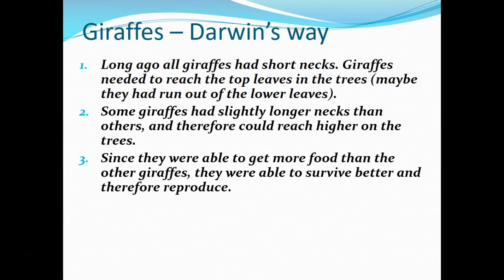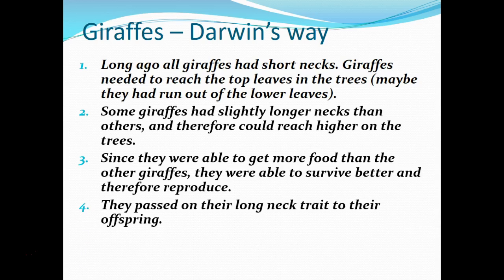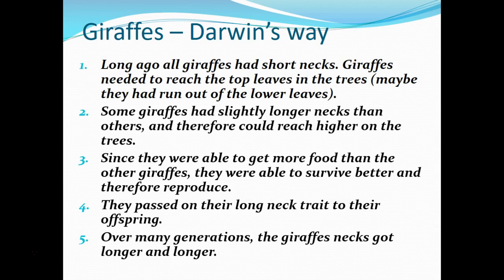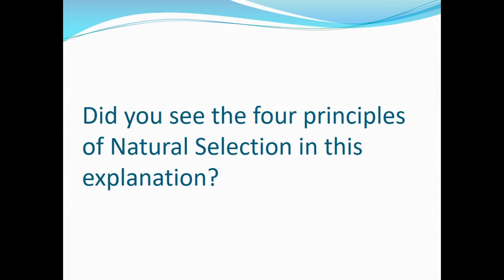They survived and reproduced, and when they had babies, they passed on that little bit longer neck trait to their offspring. So over time, through many generations of this happening, the giraffes' necks got longer and longer. Notice how this differs from Lamarck's theory. Lamarck said that the giraffes actually stretched their necks out during their lifetime and acquired longer necks during their life, and then passed that on to their offspring, that their offspring were born with longer necks because their parents had stretched them out. So you can see how Darwin's theory differs from Lamarck's.